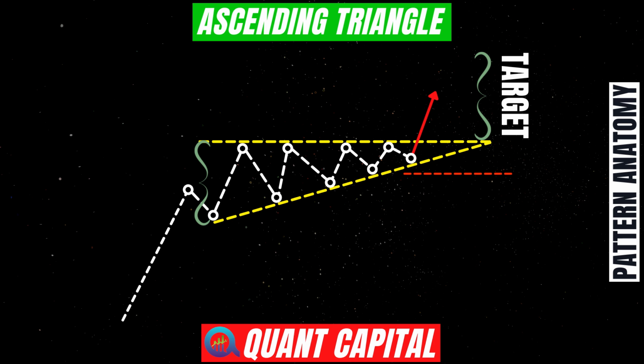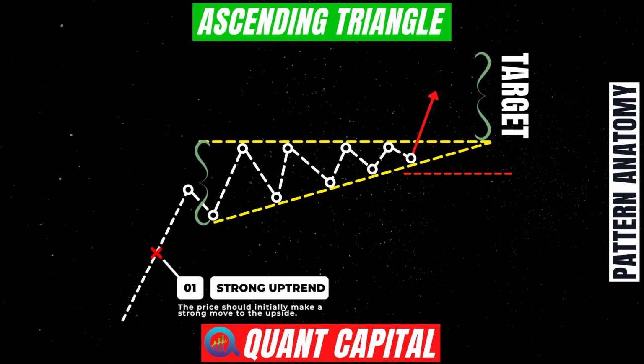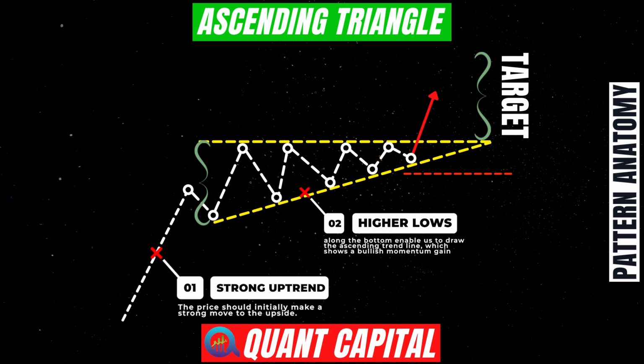So firstly, the market should be in an uptrend before the ascending triangle arises. The price then comes up and faces the resistance level, thus making the same highs along the top. At the same time, the price pulls back from this resistance and continuously creates higher lows along the bottom, allowing us to draw an ascending trend line.